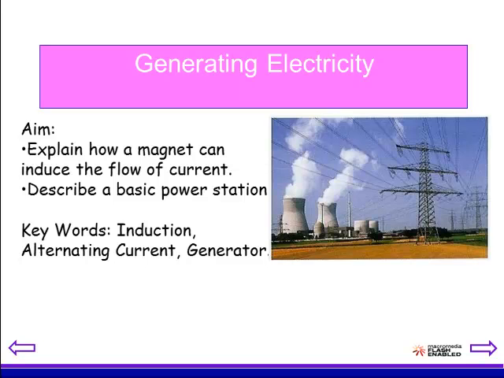Hi there. During this session I'm going to go over the non-mathematical basics of how we go about generating electricity today. I'm going to begin with explaining how magnets can be used to induce the flow of current, and then later on I'm going to describe how this is applied with the basic setup of a power station. Okay. So, starting with those thoughts, I'll introduce you to a situation.